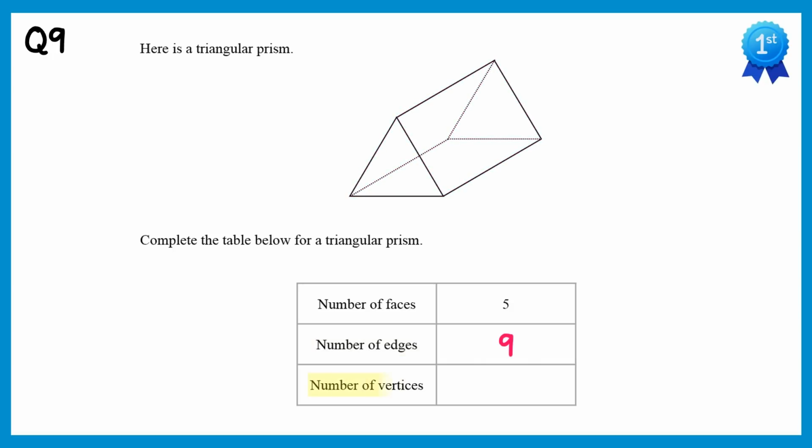Now we need to find the number of vertices. Vertices are the corners of a shape. So we have 1, 2, 3, 4, 5, and 6. So there are 6 vertices.